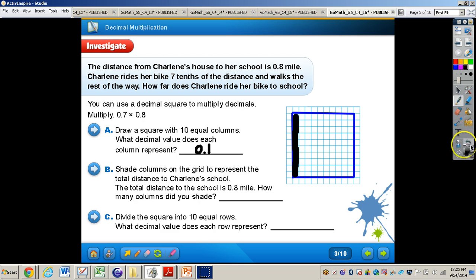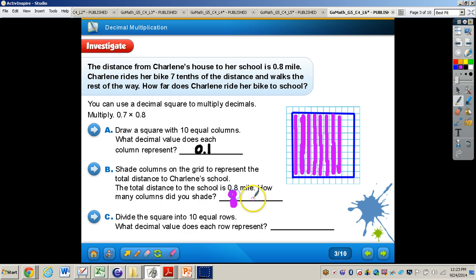I'm going to use a different color ink actually. It's a little smaller here. So 1/10, 2/10, 3/10, 4/10, 5/10, and I want you to do this in your Go Math book as well. 6/10, 7/10, and 8/10. Okay. Now we can see how many columns here did we shade in. Pretty easy there. We shaded in 8 columns.